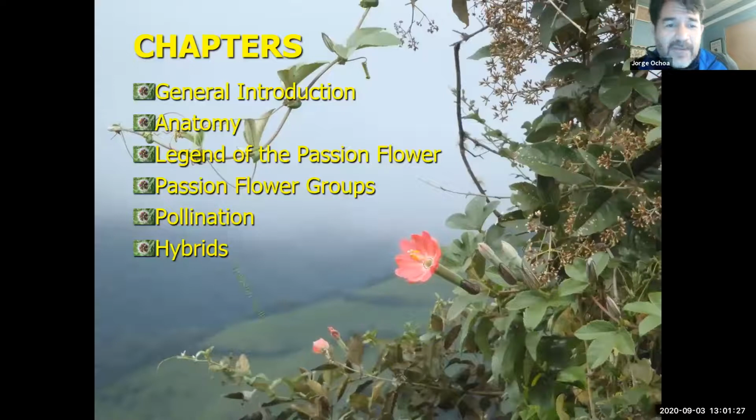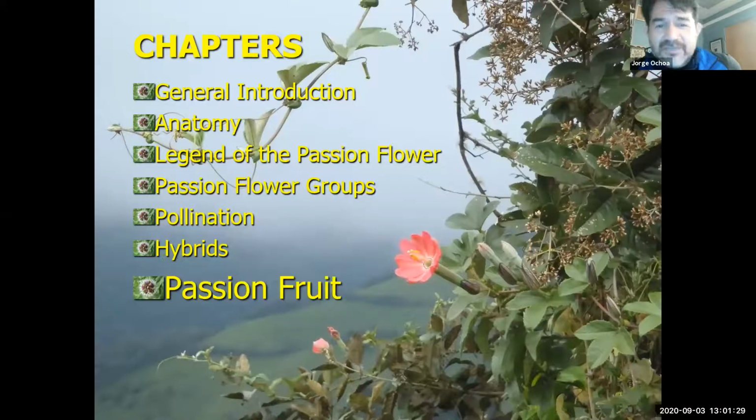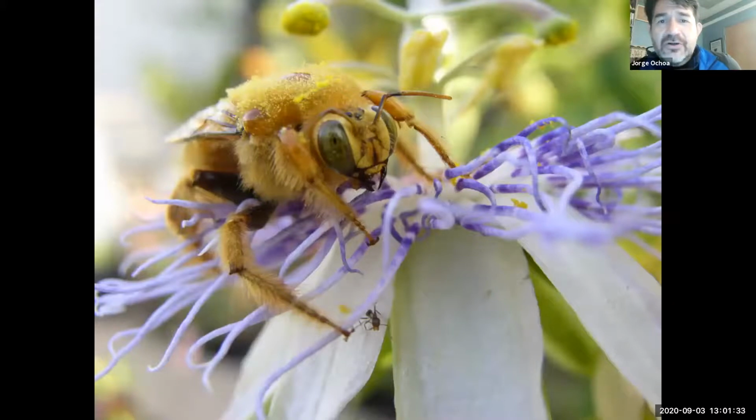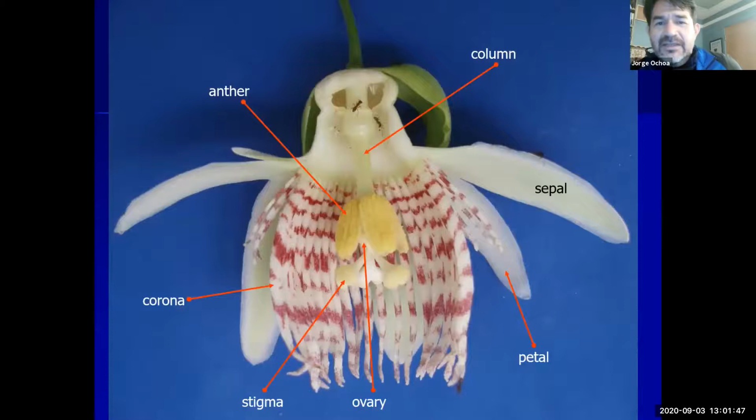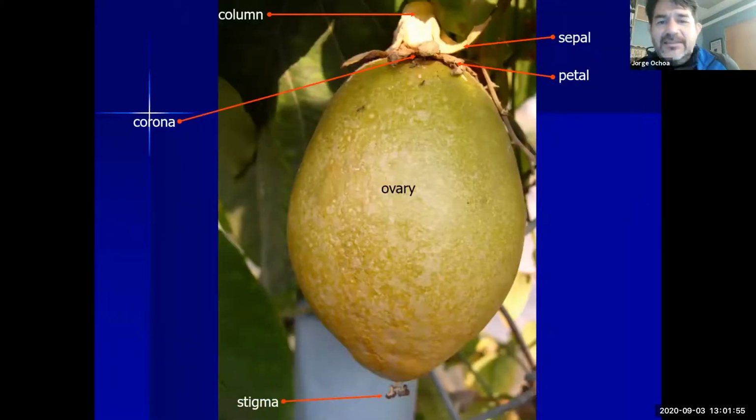So from hybrids, two more chapters. Let's talk about the fruit, passion fruit. If pollination was successful, no matter how it came about, either human, animal, or hybridizing, then you get what is known as a passion fruit. And here's an assortment of the different fruits that I come across. You've seen this photograph before of the flower. Now, if we fast forward time, this is what you're going to get.